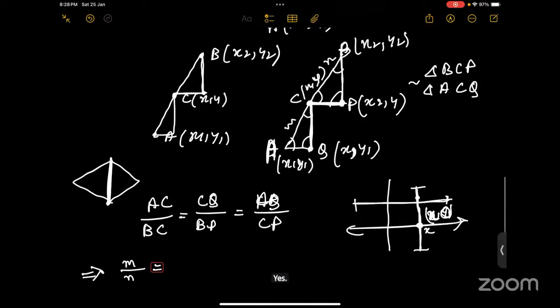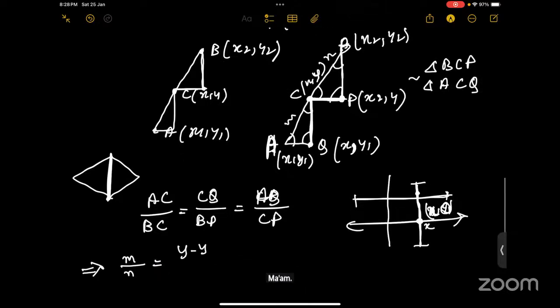Ma'am, Q point is X comma Y1, right? Yeah, X comma Y1. And C is X comma Y. And A point is X1 comma Y1. Sorry, yeah. So Q must be X comma Y1, and A must be X1 comma Y1, right?